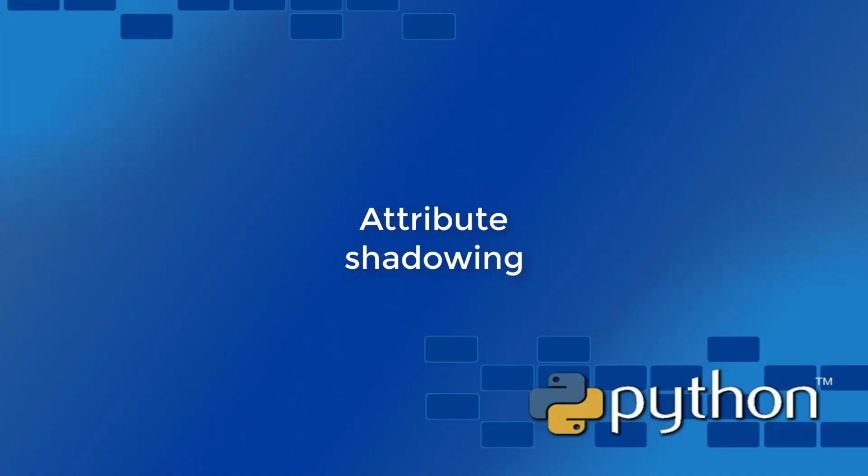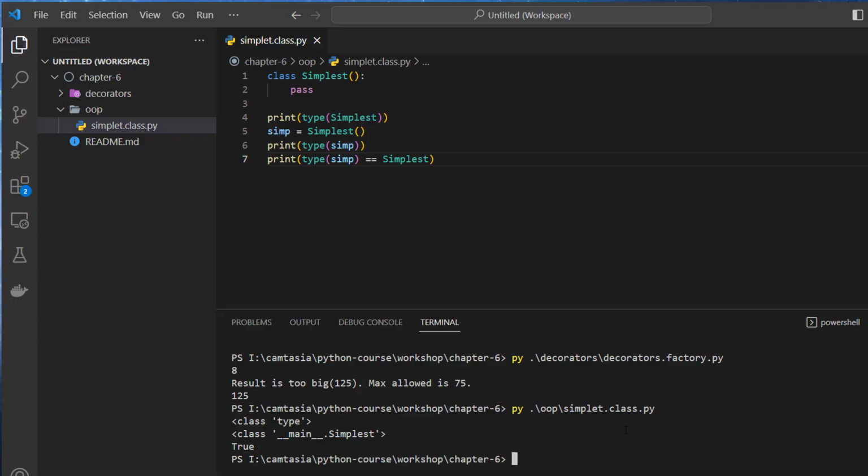Now let's talk about attribute shadowing. When you search for an attribute in an object, if it's not found, Python keeps searching in the class that was used to create that object. This leads to an interesting shadowing behavior, so let's look at another example. Keep in mind that Python keeps searching until it's either found or the end of the inheritance chain is reached. Let's see it in one example, okay?